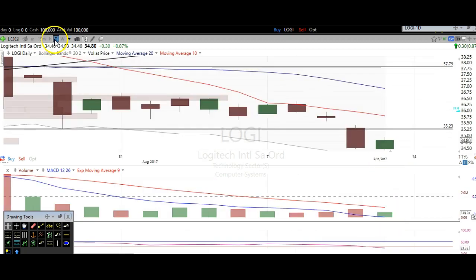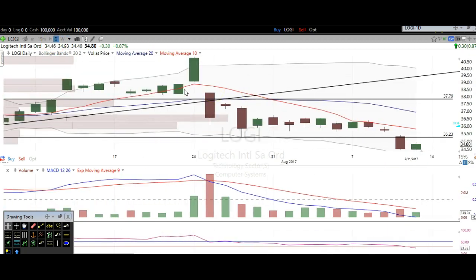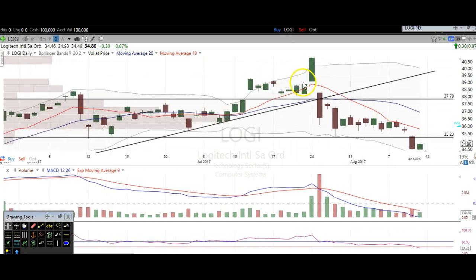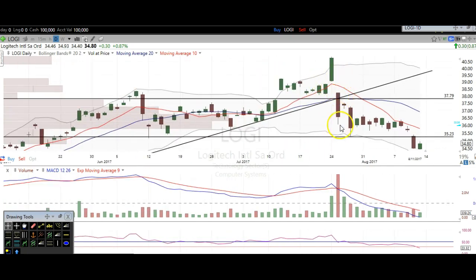So that's one reason. We've got this drop here, and this is based off of earnings. And I looked at the numbers here, and the earnings were very poor.